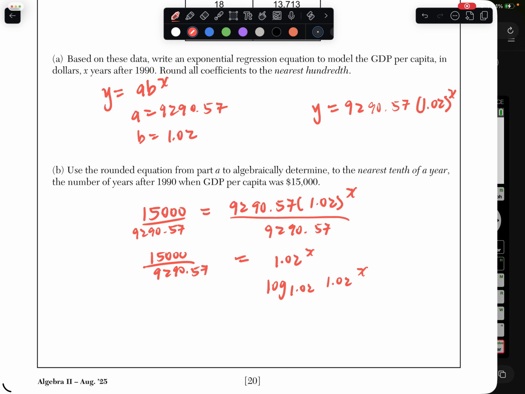So that means log base 1.02 of 15,000 over 9290.57. So this side is just going to equal x. And now here, you want to plug that into your calculator.